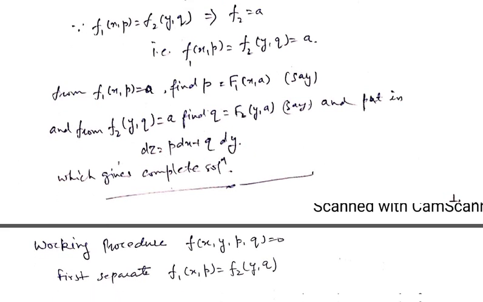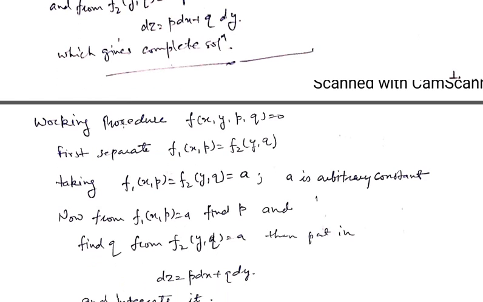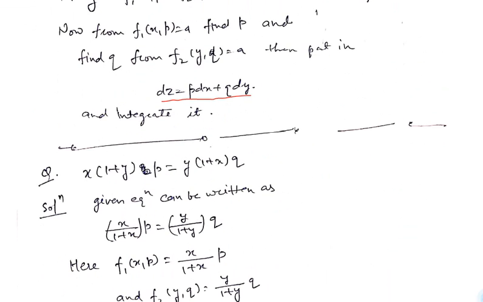So let's revise its procedure. Very first we are to look that in the given equation z must be absent, and then we separate the terms of x, p and y, q in such a way that f1(x, p) is equal to f2(y, q). Now we equate this equation equal to a, that is f1(x, p) = f2(y, q) = a. Now from here we will find the value of p and value of q and put these values into the equation dz = p dx + q dy, which gives us a complete solution.